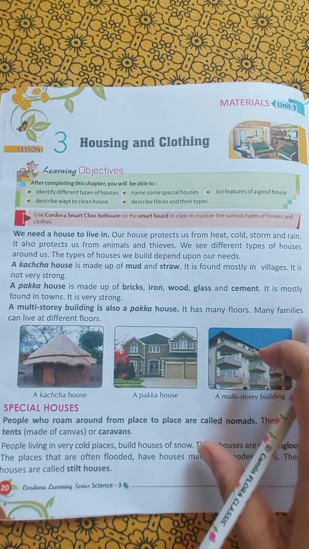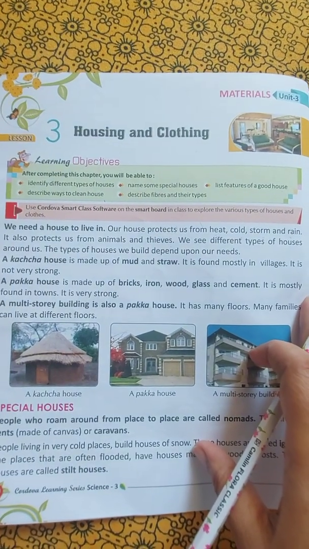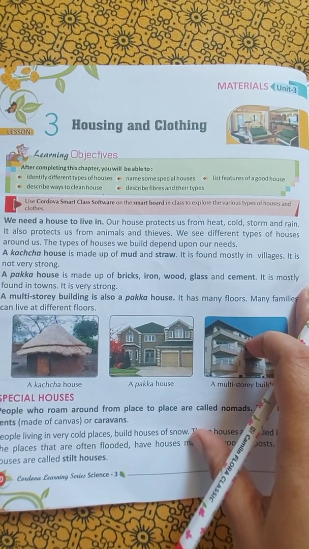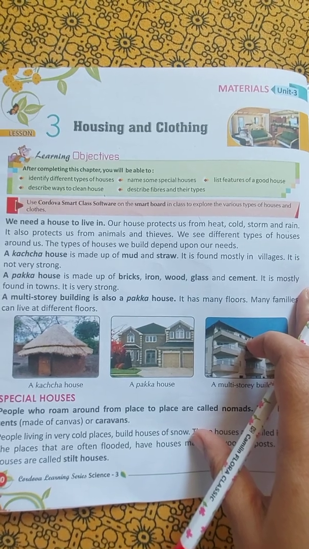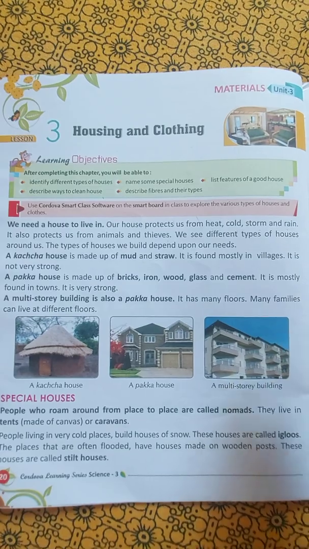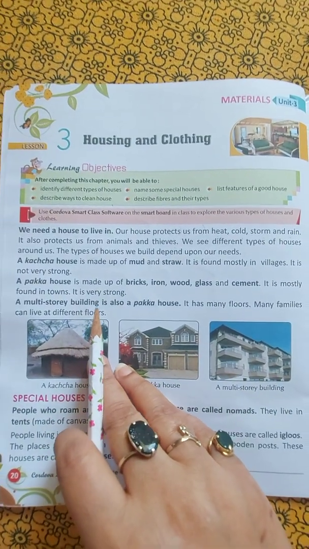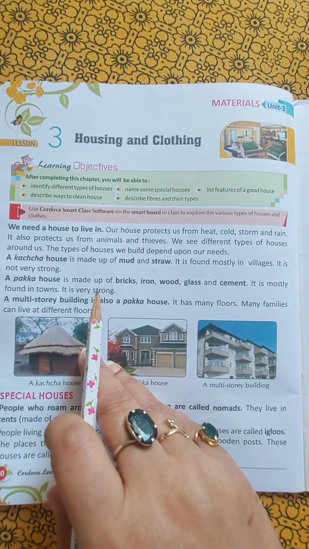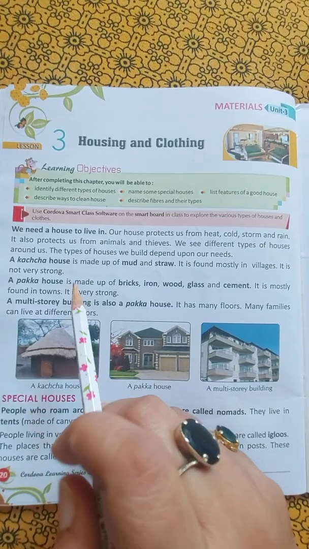Means हमारे पास कितना पैसा है. एक गरीब इंसान तो बड़ा आलीशान बंगला नहीं बना सकता है. He can build a small house or he can rent a small house. So children, let's move further and read and know about the different types of houses.